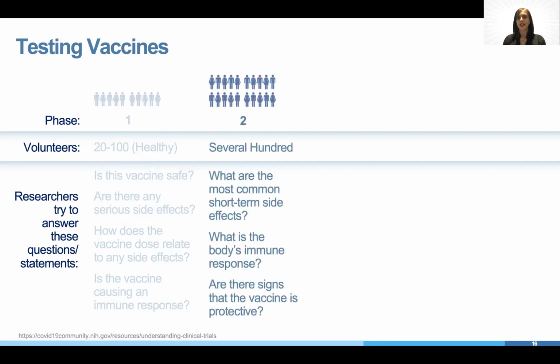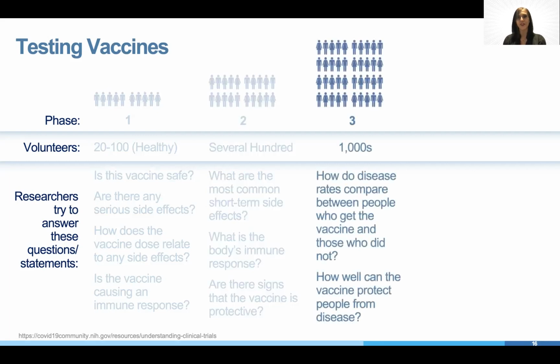In phase 2, if the data from phase 1 was really positive, you start to move into hundreds of people, where you're looking at what the most common side effects are. Is the body actually mounting any kind of immune response? And is it actually protecting the people who got the vaccine? Then in phase 3, you're moving into thousands of people where you're asking one specific question: are the people who got the vaccine protected, and are the people who got the placebo, or just a saline shot, getting sick? And how well is it able to protect?